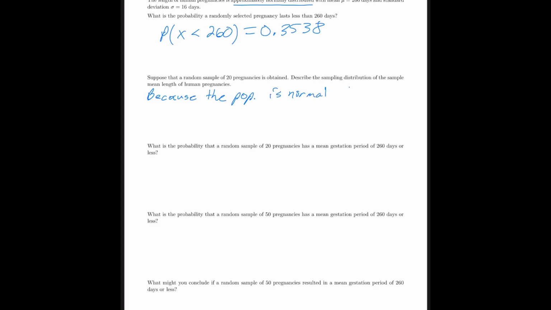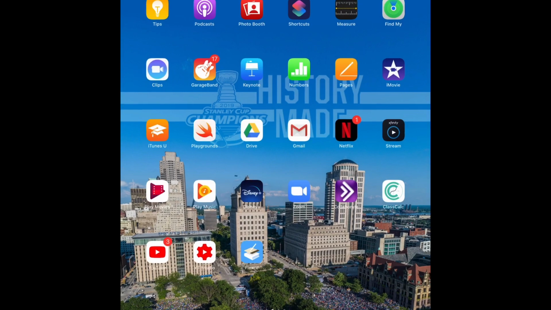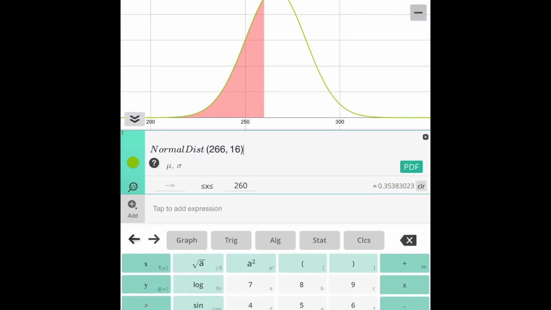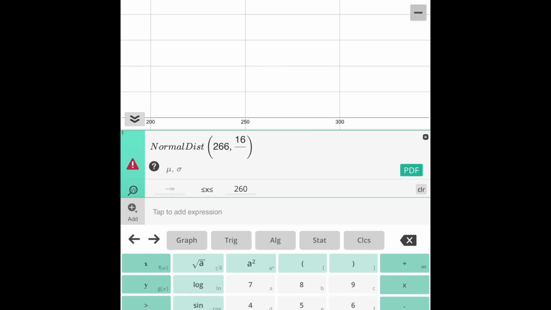Now, if we decide to do the same thing for a sample, first they ask us to describe the distribution of the sample mean. Because the population is normal, the sampling distribution is also normal, in this case with a mean mu sub x bar of 266 and a standard deviation of 16 divided by the square root of our sample size, which is 20.